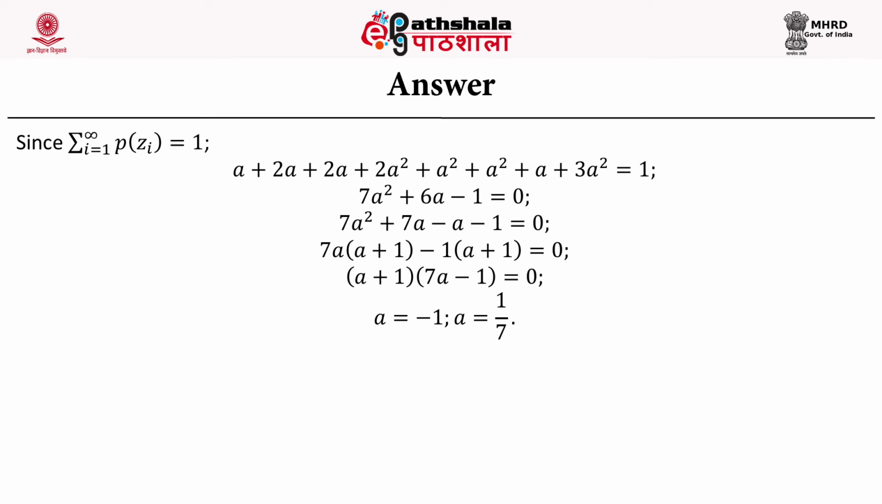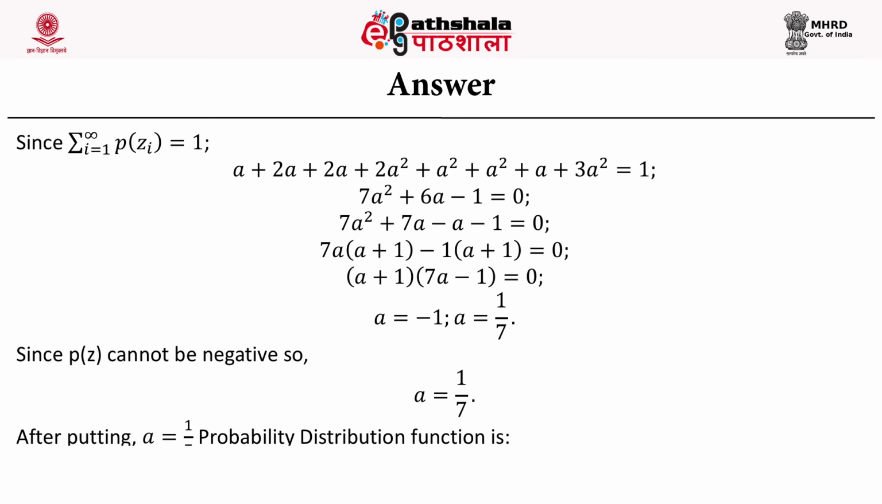So how will you derive this value? First you have to write it down, a plus 2a and 2a square and so on. Now you have to add all the terms that have the same power of a. After factorizing, we get a is equal to -1 and a is equal to 1 by 7. As we also know that the probability value should be positive, we can't take a is equal to -1, so we have to consider a is equal to 1 by 7.